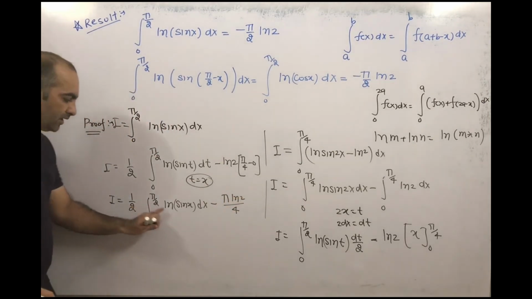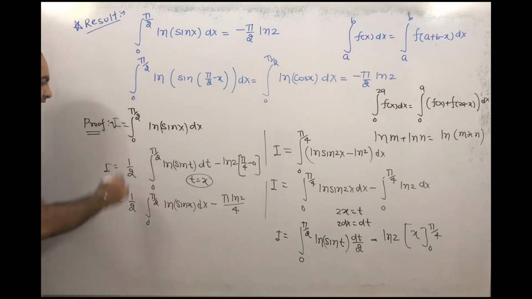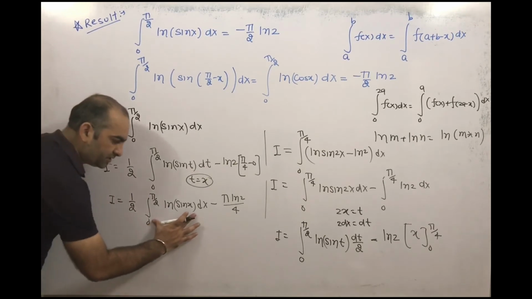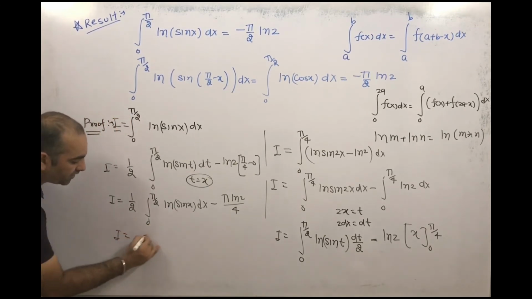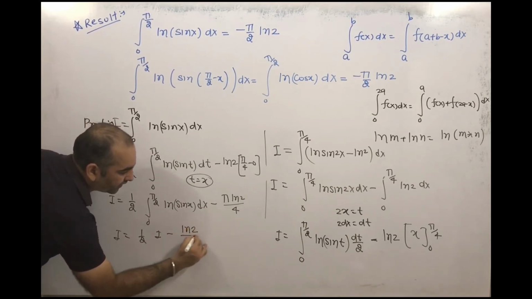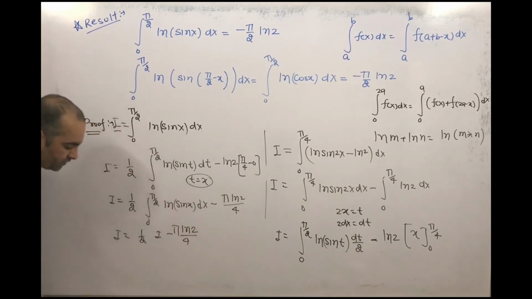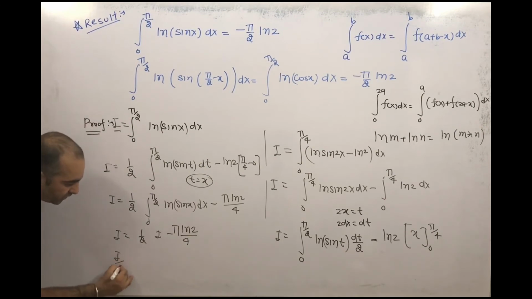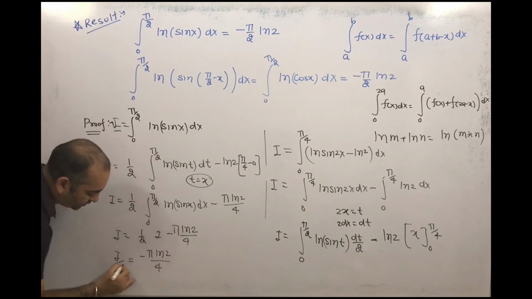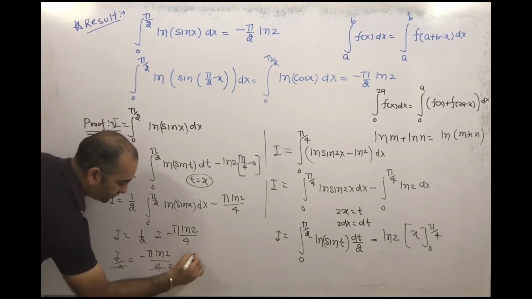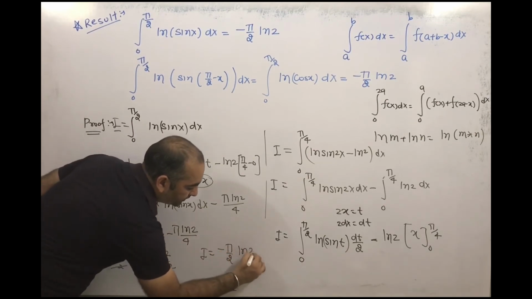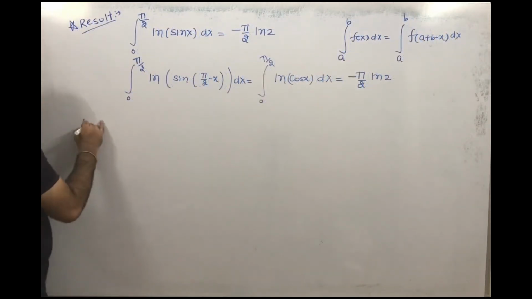Integration 0 to pi by 2 ln sin x dx is nothing but I only. So I equals 1 by 2 into I minus ln 2 divided by 4 into pi. If you take this to the other side, I by 2 equals minus pi ln 2 divided by 4. Here 4 divided by 2 is 2, so I equals minus pi by 2 ln 2. This is your proof.